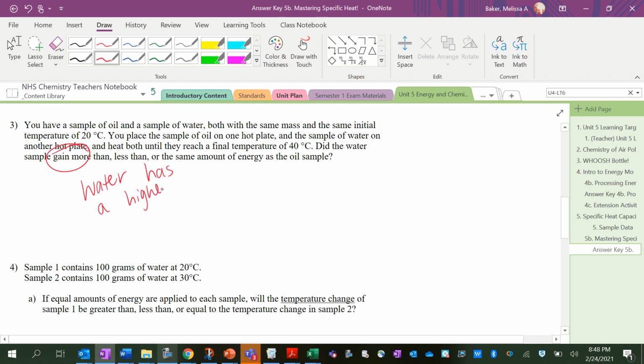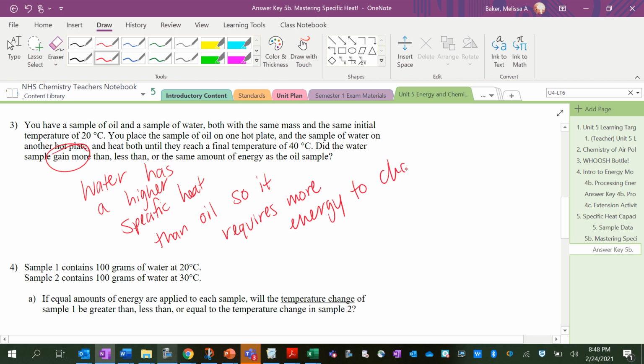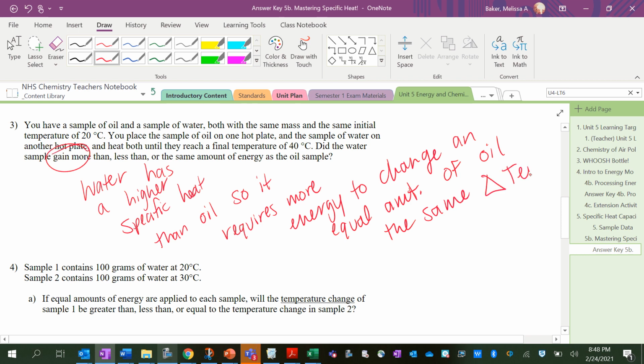Water has a higher specific heat than oil. So it requires more energy to change an equal amount of oil the same change in temperature.